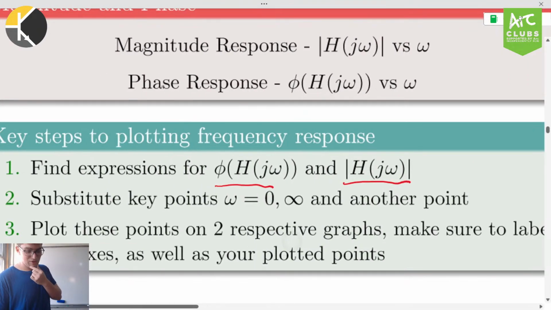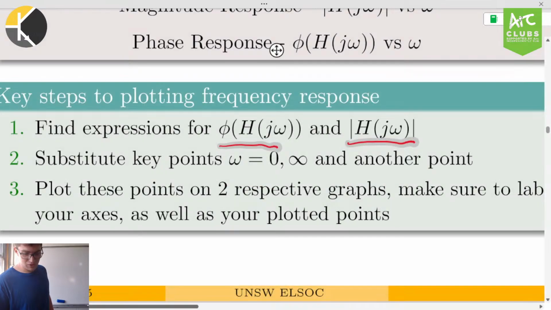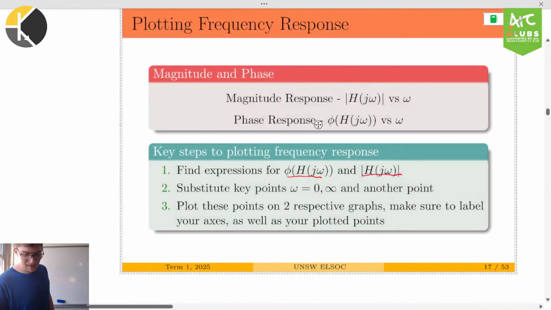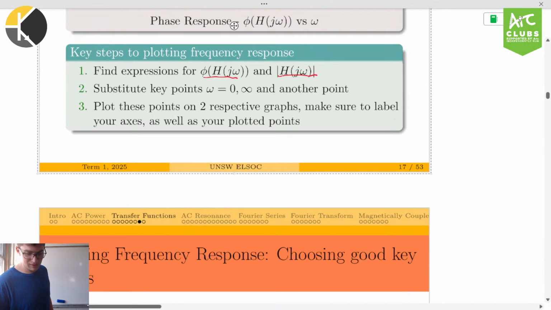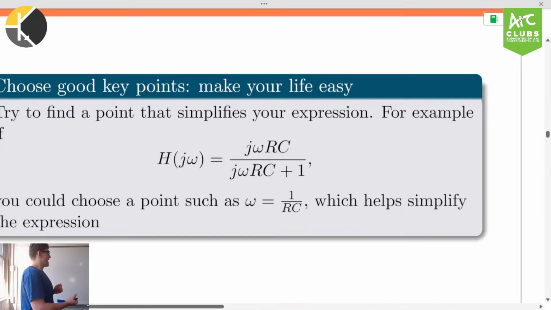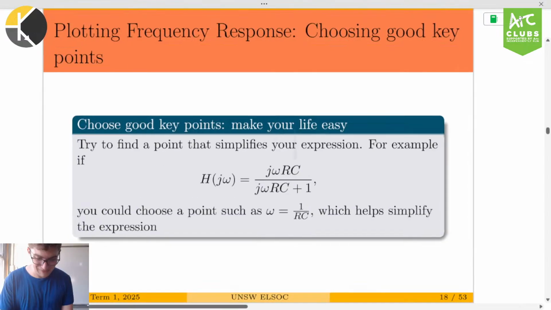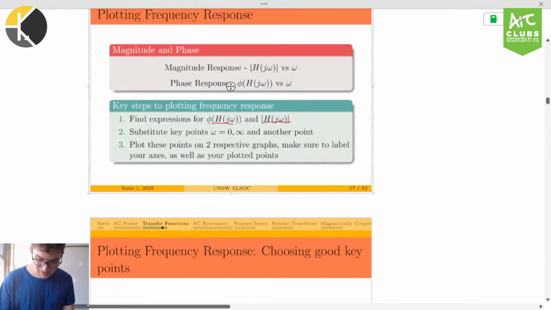We just have to substitute some key points in. You almost always figure out the 0 point and the limit as it goes to infinity, and then just do another point. Usually it doesn't matter too much what point this is. However, it is useful over here, I've written this over here, to pick one that makes your algebra easy. So can everyone see why I would choose omega equals 1 on RC here? It lets you cancel stuff out. I like to do that. I try to make my life easy. Yeah, okay.